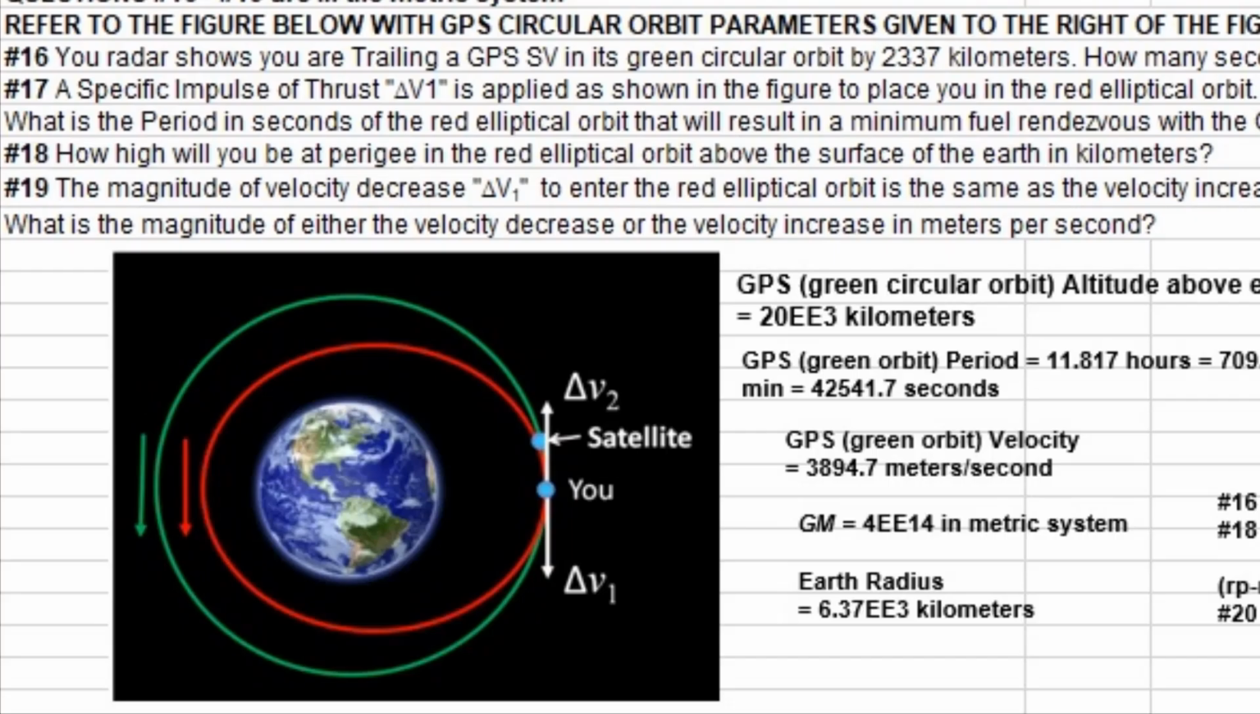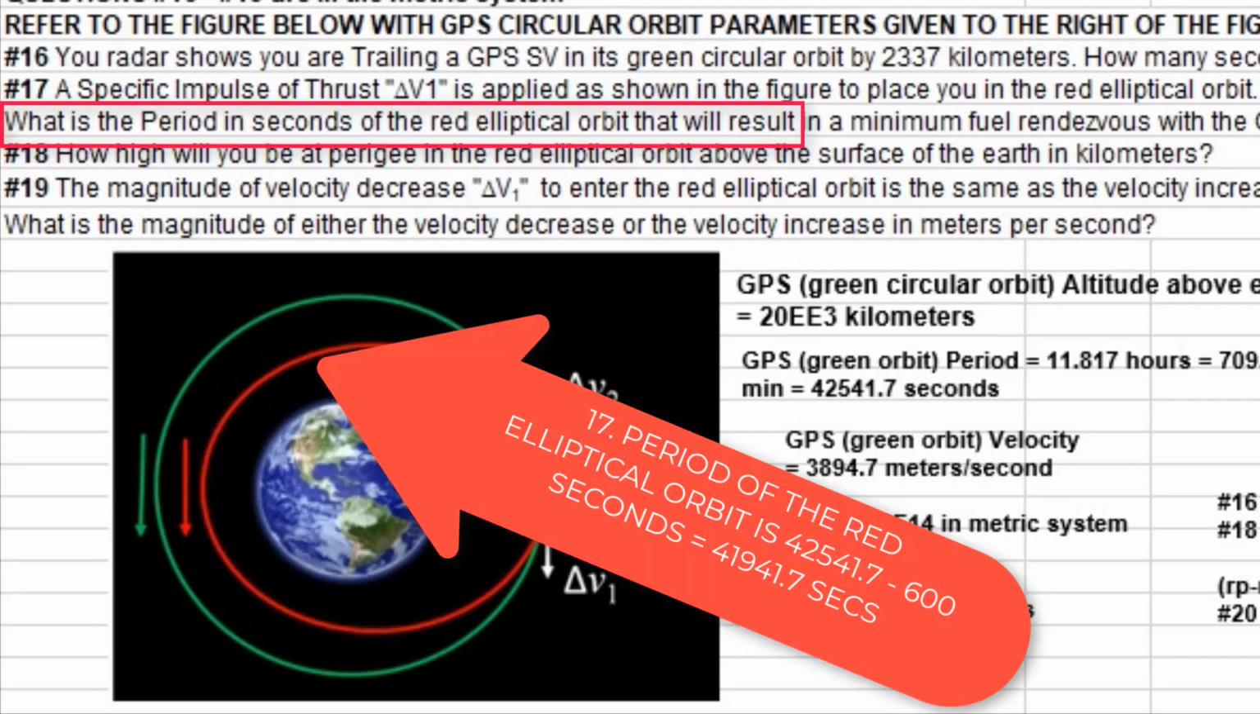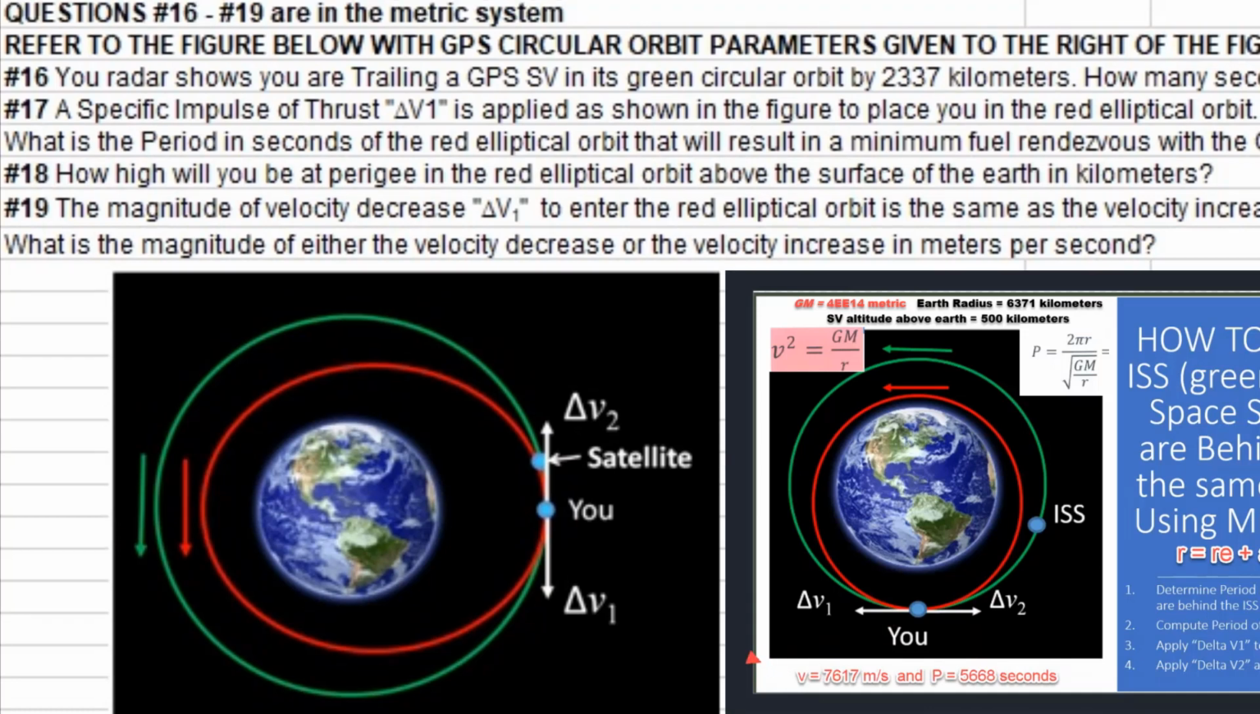And the idea then is to catch up. The period then is going to be 600 seconds less than the period of the orbit that's given, and you're given the period for the green orbit as 42,541.7 seconds. The last time we did this with the ISS, it was 66 seconds, but the analogy is the same.